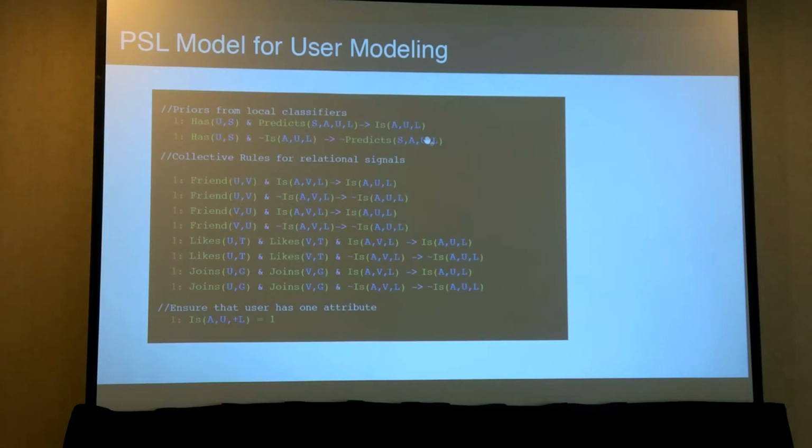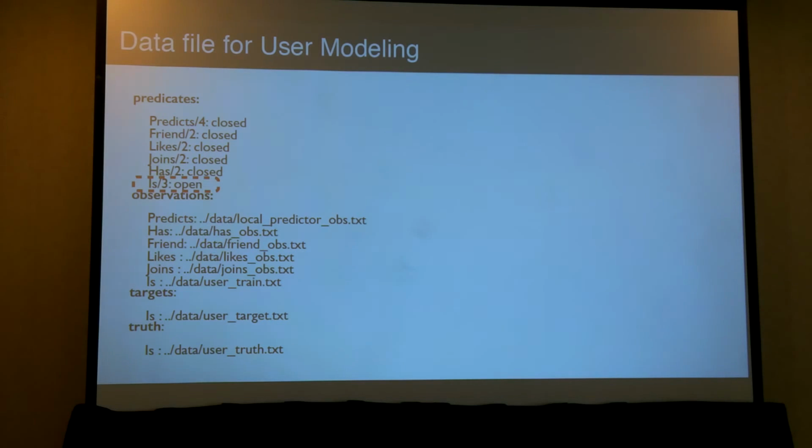You have already seen the model. If you open the data file, you will see something like this. We have the predicates which are observed, which are the predictions. It has four arguments. We have friendship links, likes, joins, and has source, which says whether the user has a source or not. Then we have the is predicate, which is open, which is our target. We have all the observations that you can check in these data files. And then the target is and the true value. We have a true value for evaluation purposes.